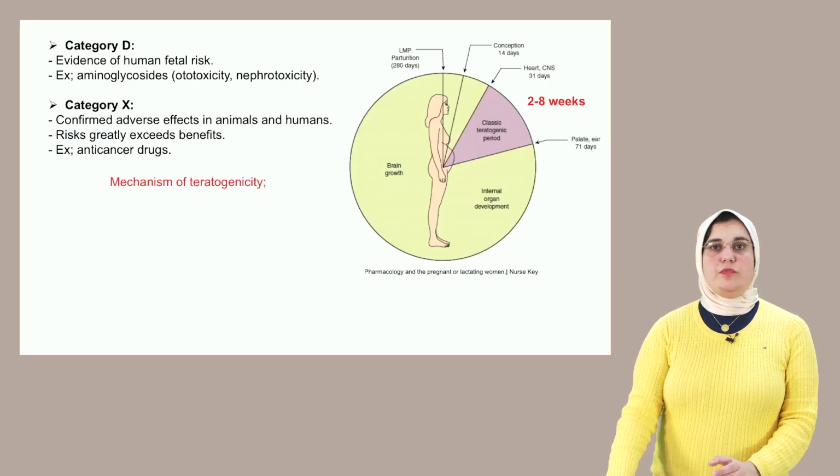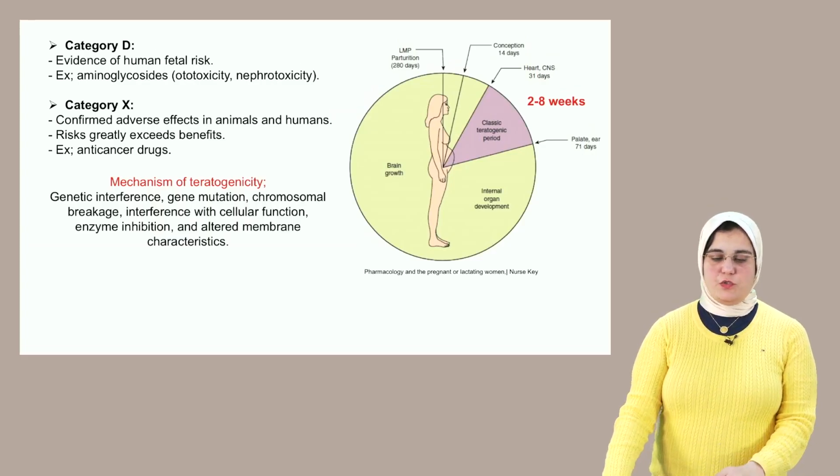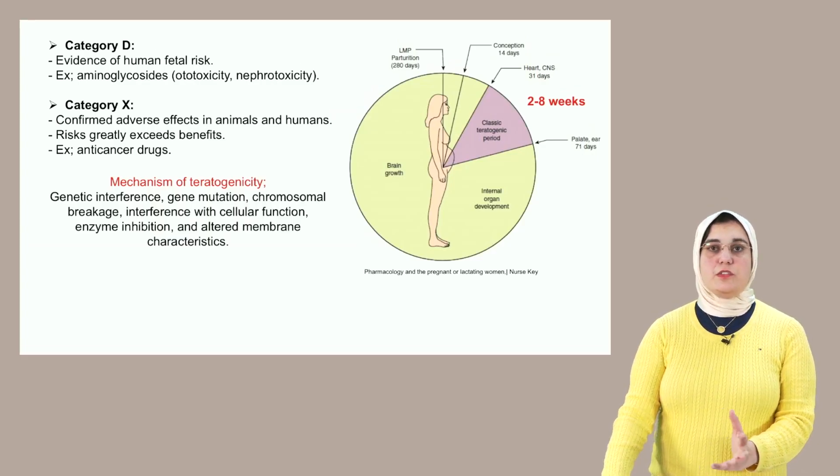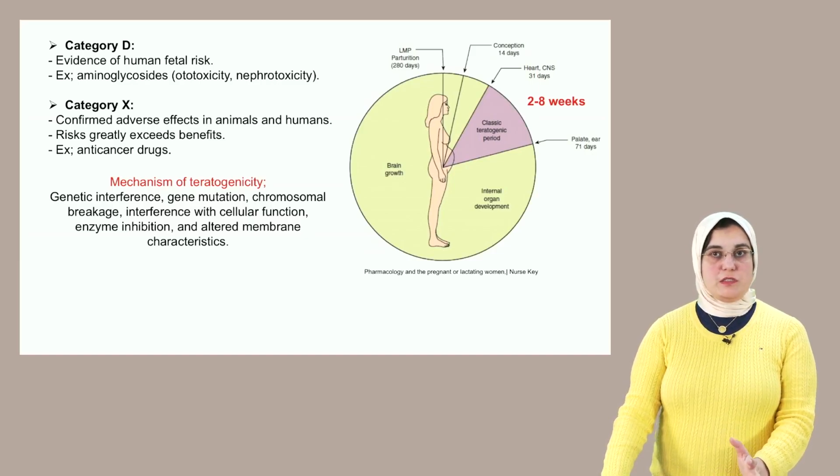What is the mechanism of teratogenicity? How do these drugs make major deformities and abnormalities in the baby? Just for your interest, they cause genetic interference, they change the genes, they cause genetic mutations, they make abnormal genes. There is chromosomal breakage. As you know, there are 46 chromosomes, and these drugs can break them down.